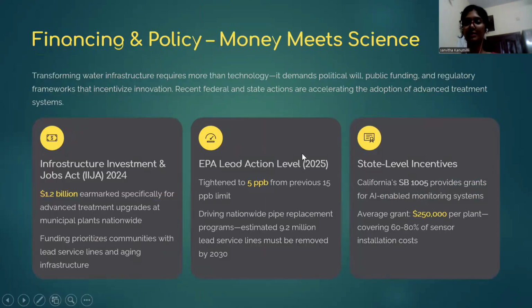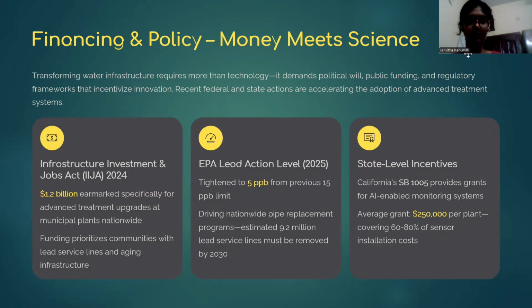And financial and policy: money meets science. So transforming water infrastructure requires more than technology. It demands political will, public funding, and regulatory frameworks that incentivize innovation. So recent federal and state actions are accelerating the adoption of advanced treatment systems.